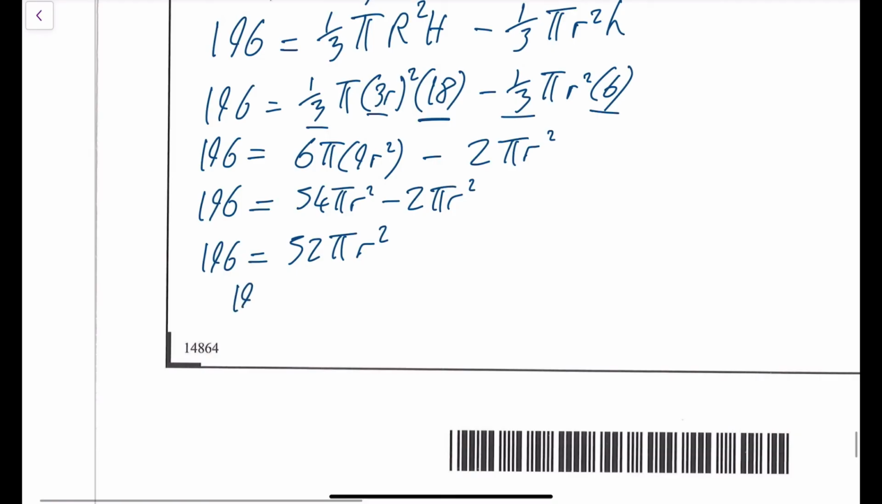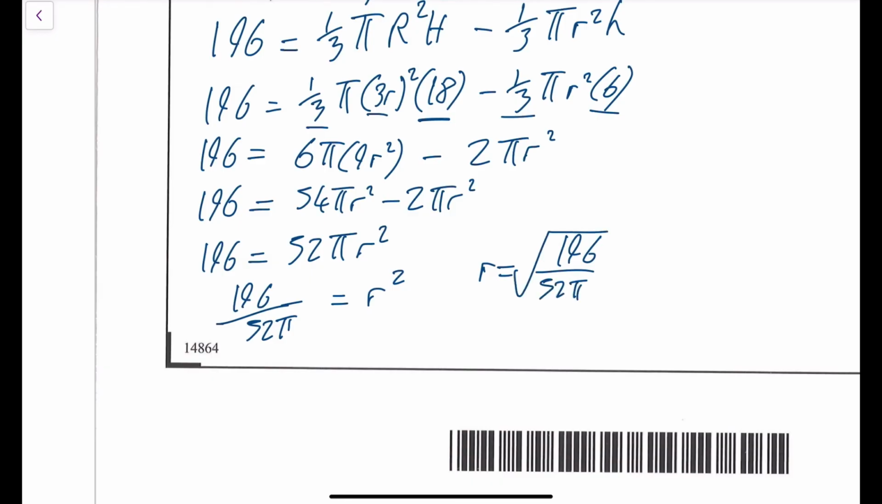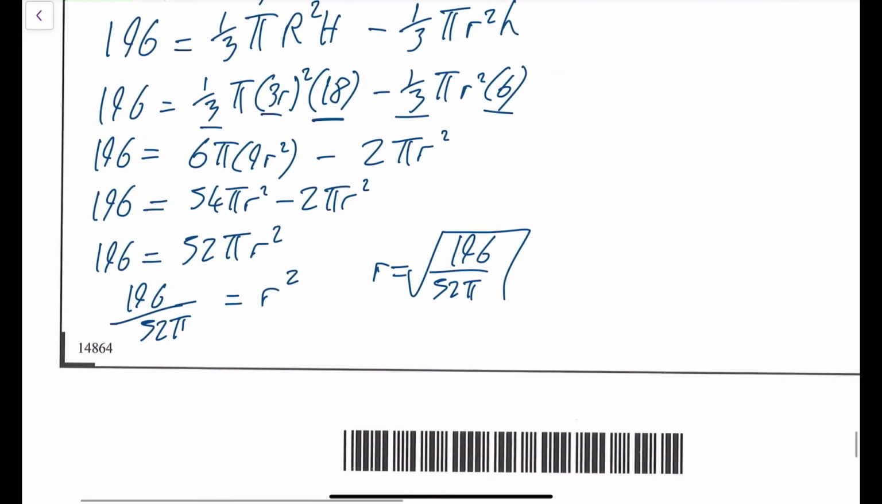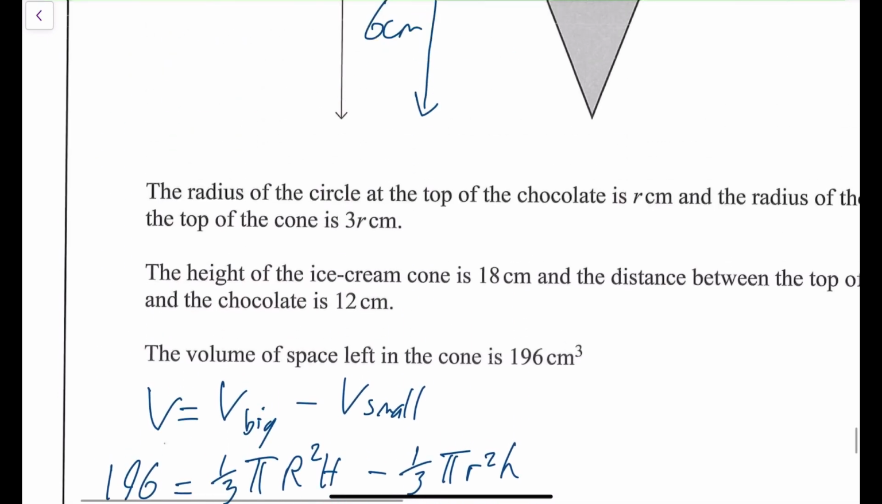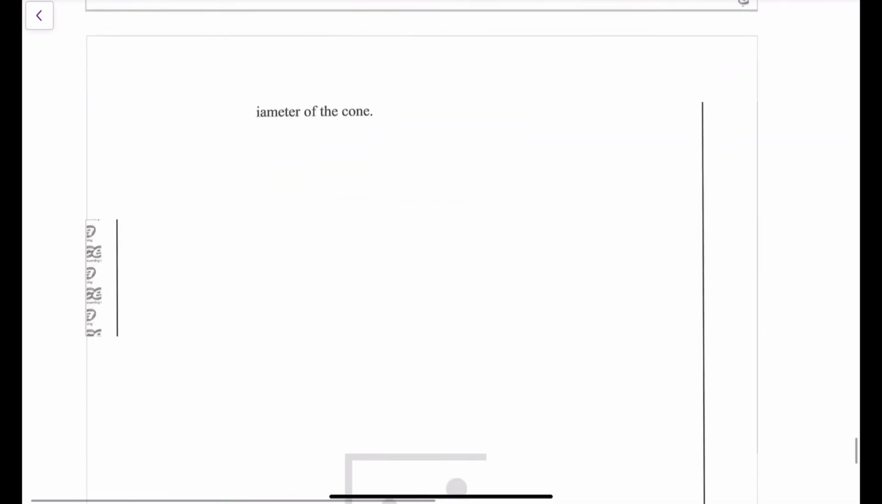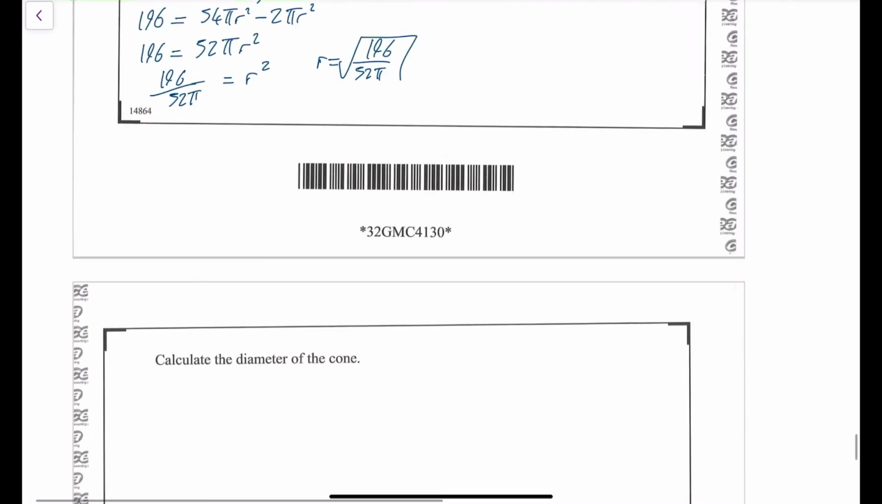A bit of working out: 196 divided by 52 pi, use your fraction button, equals r squared, which means r is equal to the square root of 196 over 52 pi. Okay, and whatever that is, I don't think I've used my calculator once yet here, and what does the question say? I haven't even looked at the question. The question says calculate the diameter of the cone.